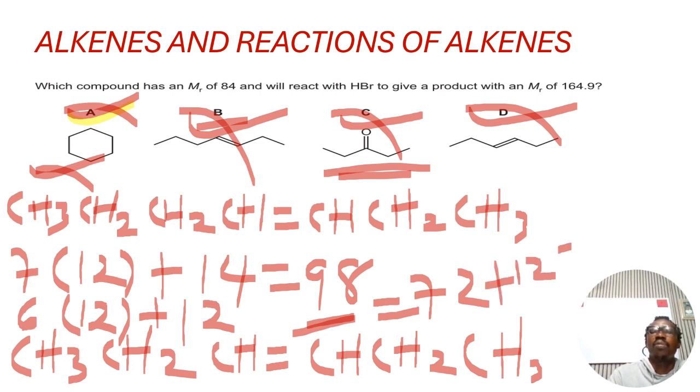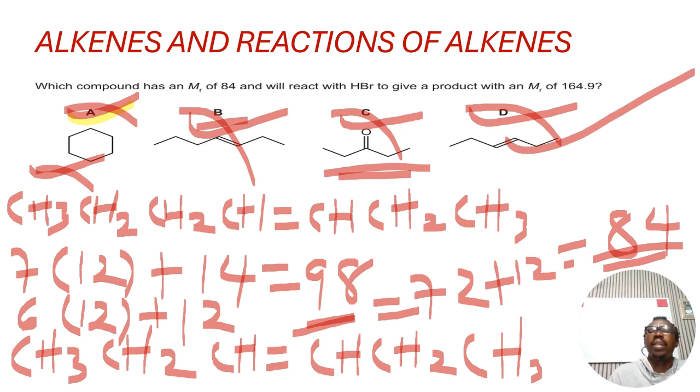So the correct answer is D. D is the correct answer. The compound has an Mr of 84 and it will react with HBr because it's an alkene. So it will undergo electrophilic addition with hydrogen bromide to give a product with molar mass of 164.9, because 84 plus 79.9 plus 1 gives you 164.9. So the correct answer to this question is D.